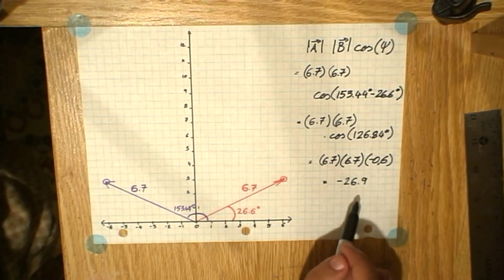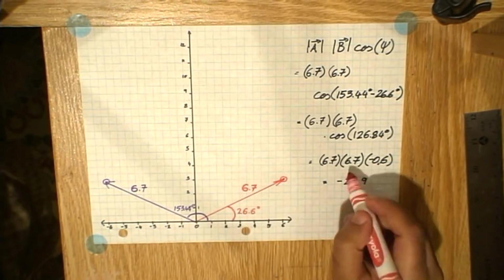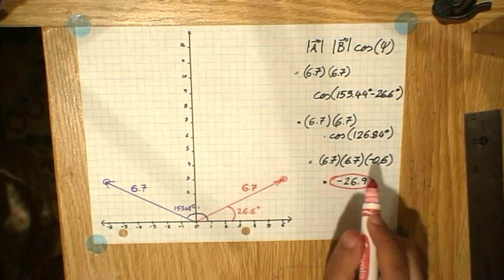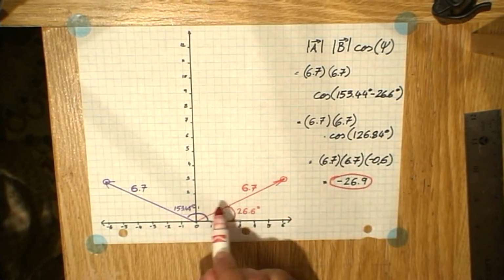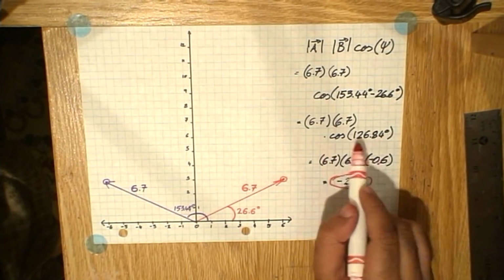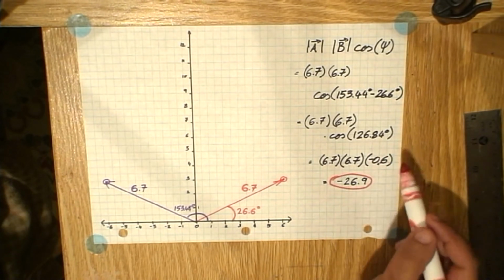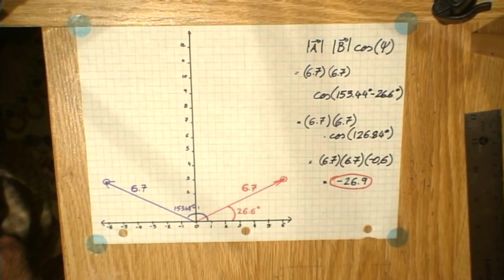So what we observe here is that we have now gotten a negative dot product. A negative dot product results whenever the angle between the two vectors is more than 90 degrees, because the cosine of anything more than 90 degrees is going to be negative. And that's precisely what we observe over here.